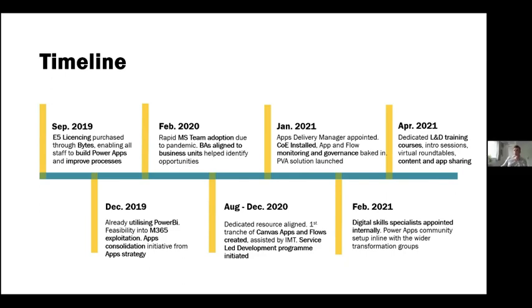Okay, so I'll jump in from January 2021, where we installed the Centre of Excellence Toolkit. It allowed us to essentially monitor and govern the apps and flows that were created on our tenant and on our estate. More recently, we've instigated a digital skills setup, with dedicated learning and development, courses, intro sessions, roundtables and app building events. So it's really beginning to take off.